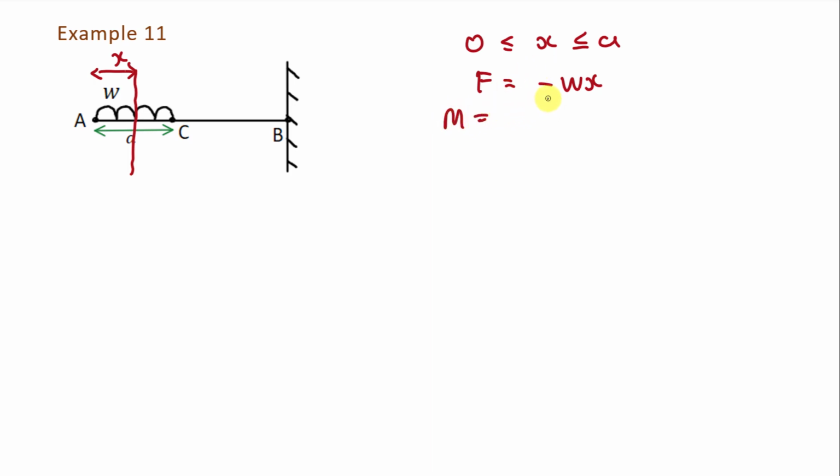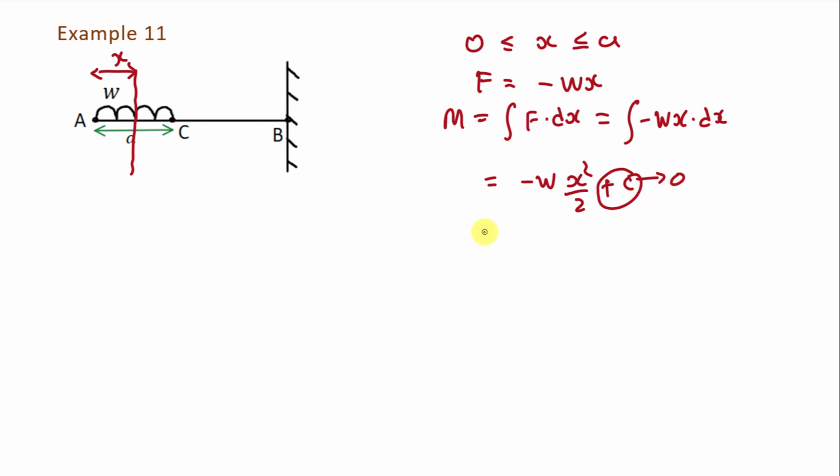Now we will find bending moment M in this interval. For that we will take integration of shear force. So it will be integration of F, which is equal to integration of minus Wx, which is minus W x square by 2 plus C. Correct? Now we know that at point A, value of bending moment will be 0. So at x is equal to 0, M will be equal to 0. So finally value of C will be 0. So M will be equal to minus W x square by 2.